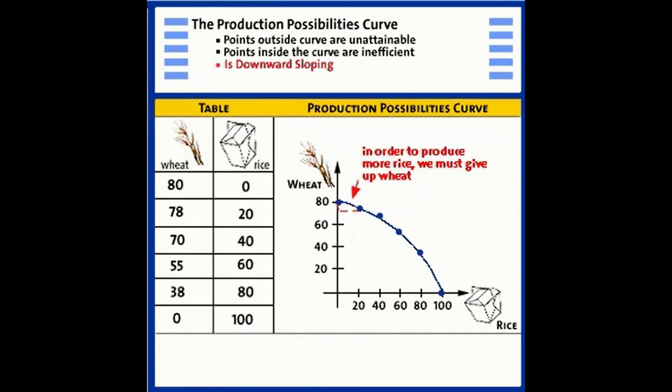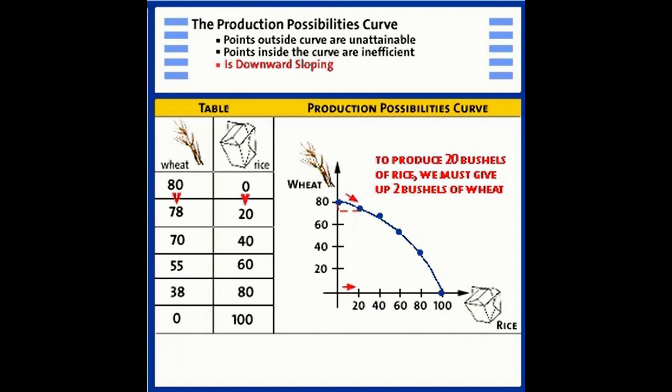We can actually calculate this opportunity cost. Look, whenever we increase rice production from 0 to 20 bushels a year, wheat production is falling from 80 bushels to 78 bushels. The opportunity cost of the first 20 bushels of rice is 2 bushels of wheat. We can even calculate the opportunity cost per bushel of rice by doing a little calculation.